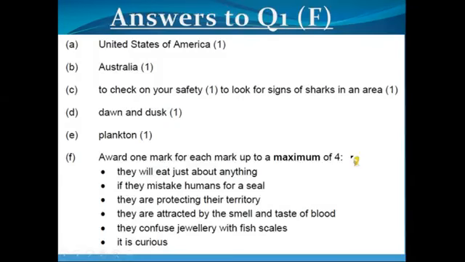However, there were 6 things in the mark scheme that they said you could have written down. So they will eat just about anything. If they mistake humans for a seal, they are protecting their territory, they are attracted by the smell and taste of blood, they confuse jewellery with fish scales, it is curious. The markers at JUEC and any exam board are very tight on the mark scheme, so if you've got something that isn't quite right, you may not get it. So you've got to write it as it is in the text.